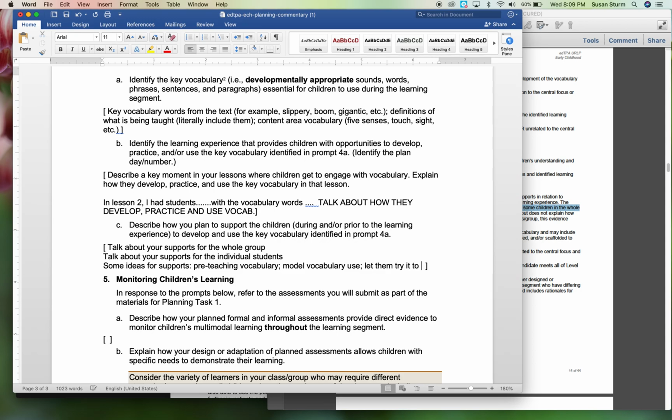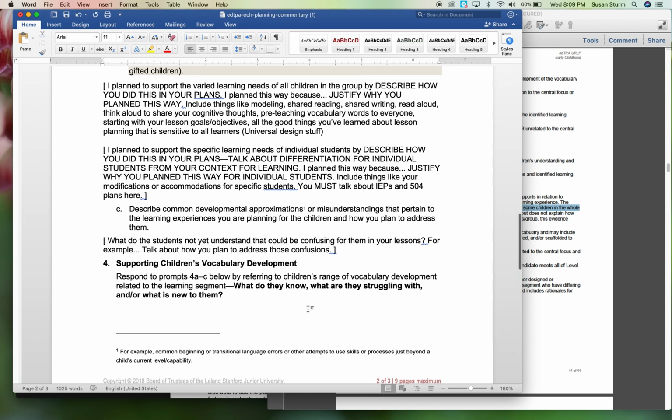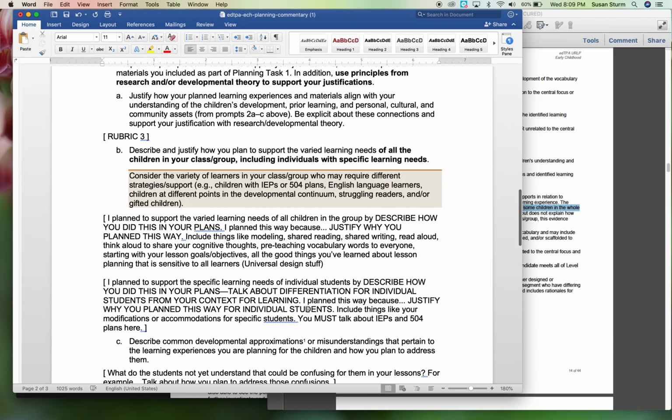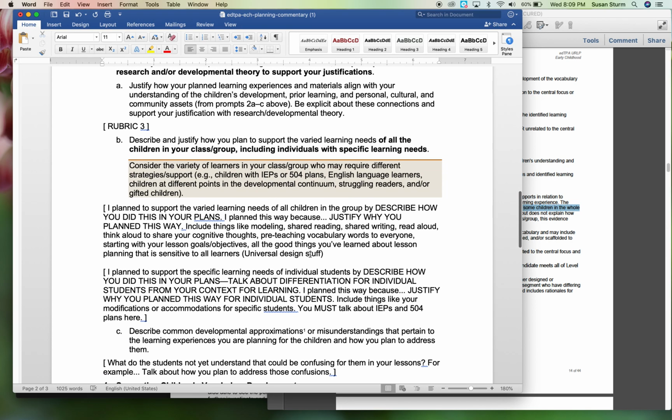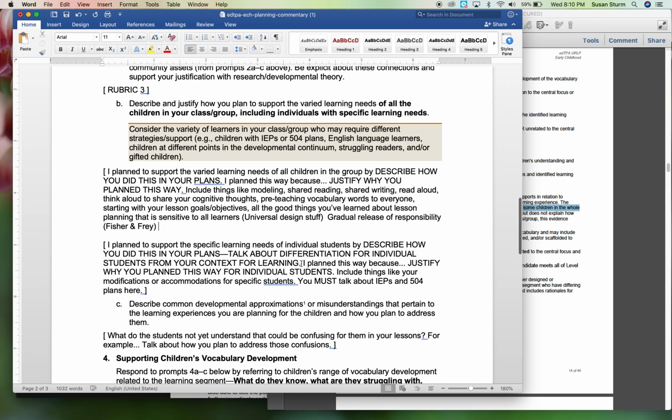So this is the gradual release of responsibility, the I do, we do, you do, which, by the way, is another really good thing to include in your planned support section up here. Go back to 3B and work in gradual release of responsibility, which is Fisher and Fry, because everybody at NAS has learned about the gradual release of responsibility, also known as I do, we do, you do. Okay, I'm getting distracted.